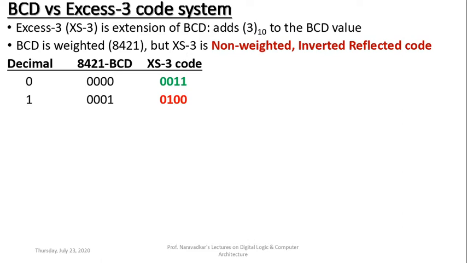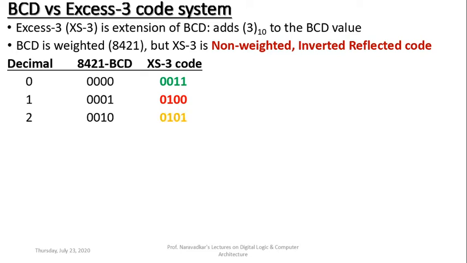8421 BCD we have already covered. On the right side, shown by red color, this XS3 is obtained just by adding 3 to that decimal value. 1 plus 3 is equal to 4, and 4 is expressed in 4 bits of binary here. Why only 4 bits? Because XS3 is a logical extension of BCD only. BCD is 4-bit, so XS3 should also be 4-bit.